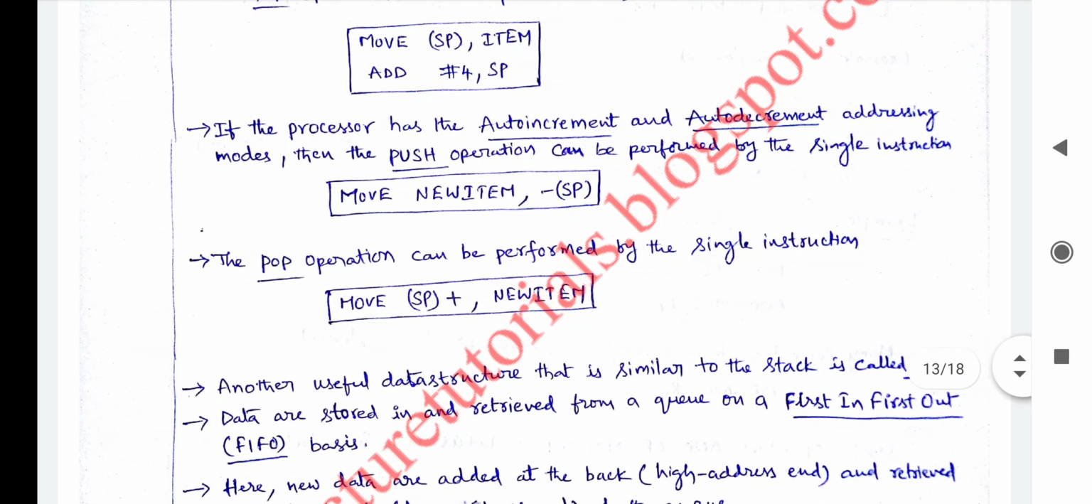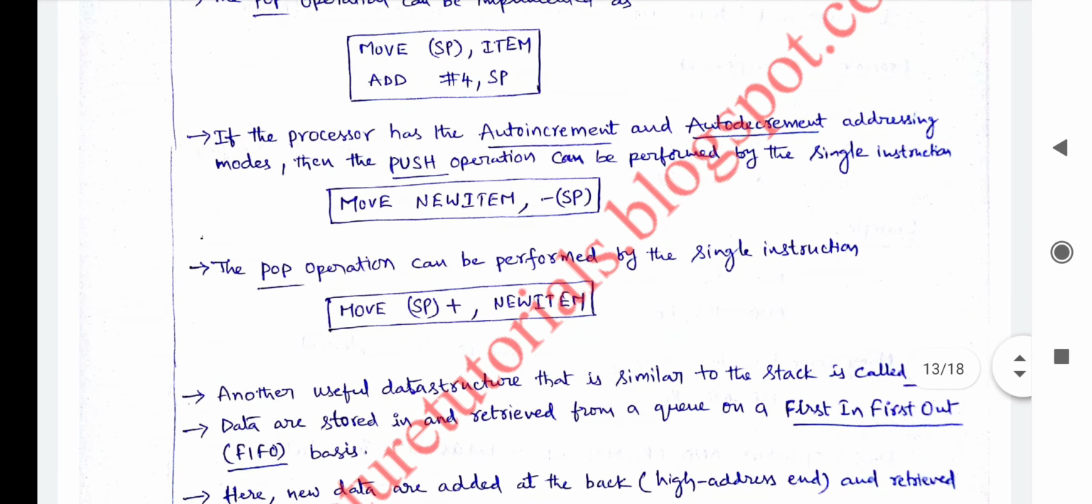Move NEWITEM, -(SP). Whenever you want to push an element, we decrement the stack pointer, and whenever you use a pop operation, which is nothing but deleting an element from the stack, we use stack pointer incremented, Move (SP)+, ITEM. These are the two instructions used with auto increment and auto decrement addressing modes for push and pop operations.